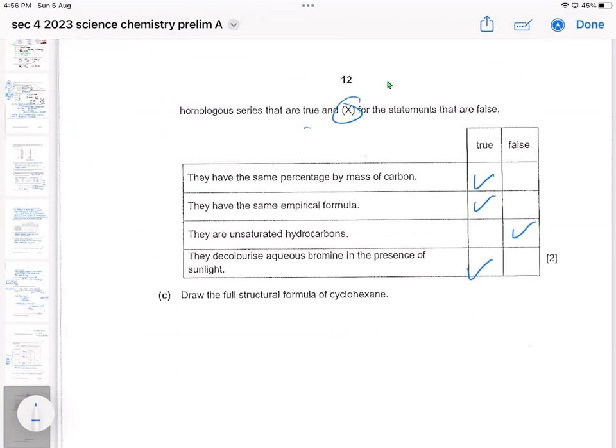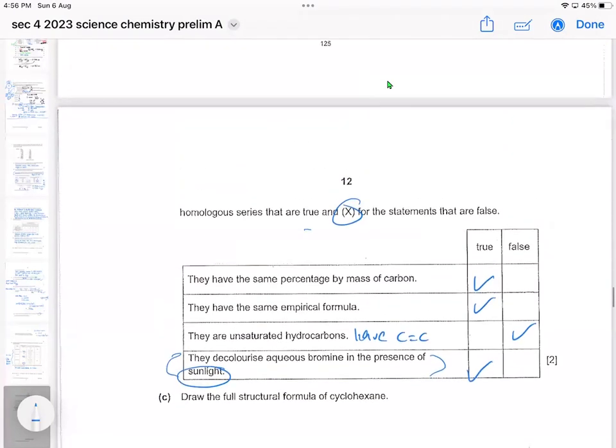Unsaturated means that they have a CC double bond. That is wrong, they don't have it. That's why this is a false statement. Now, this is the sneaky thing. Normally, decolorized bromine indicates a CC double bond, but the question here says it's in sunlight.